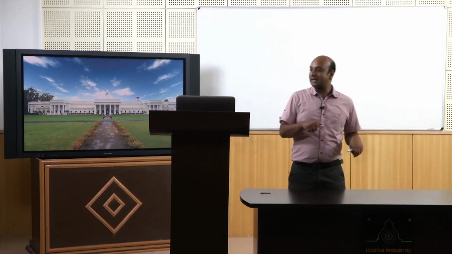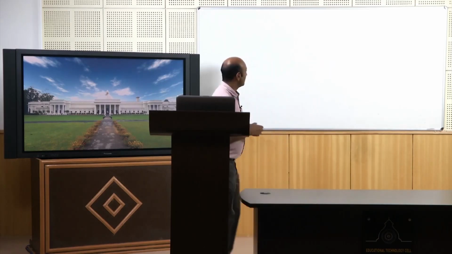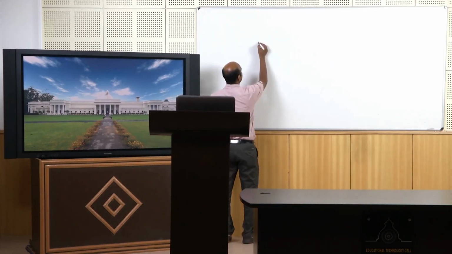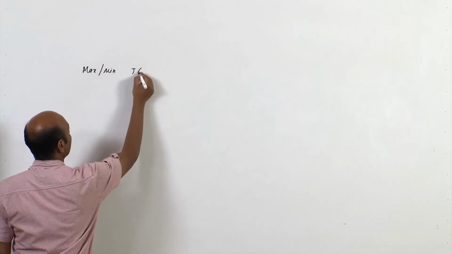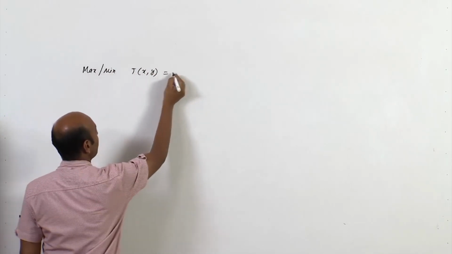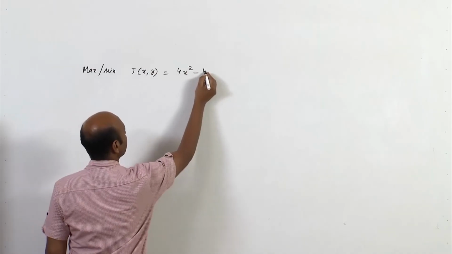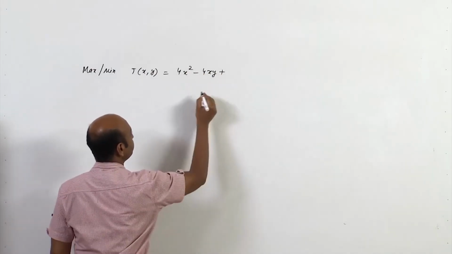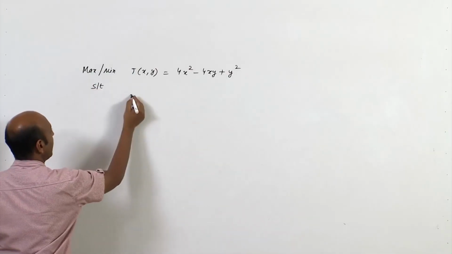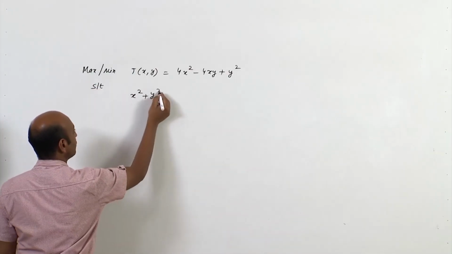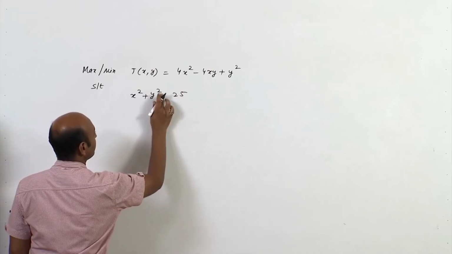Circular path is centered at origin and radius is 5. So, basically we have to find out the maximum and minimum value of T(x, y), which is given as 4x² − 4xy + y², subject to x² + y² = 25. Okay.